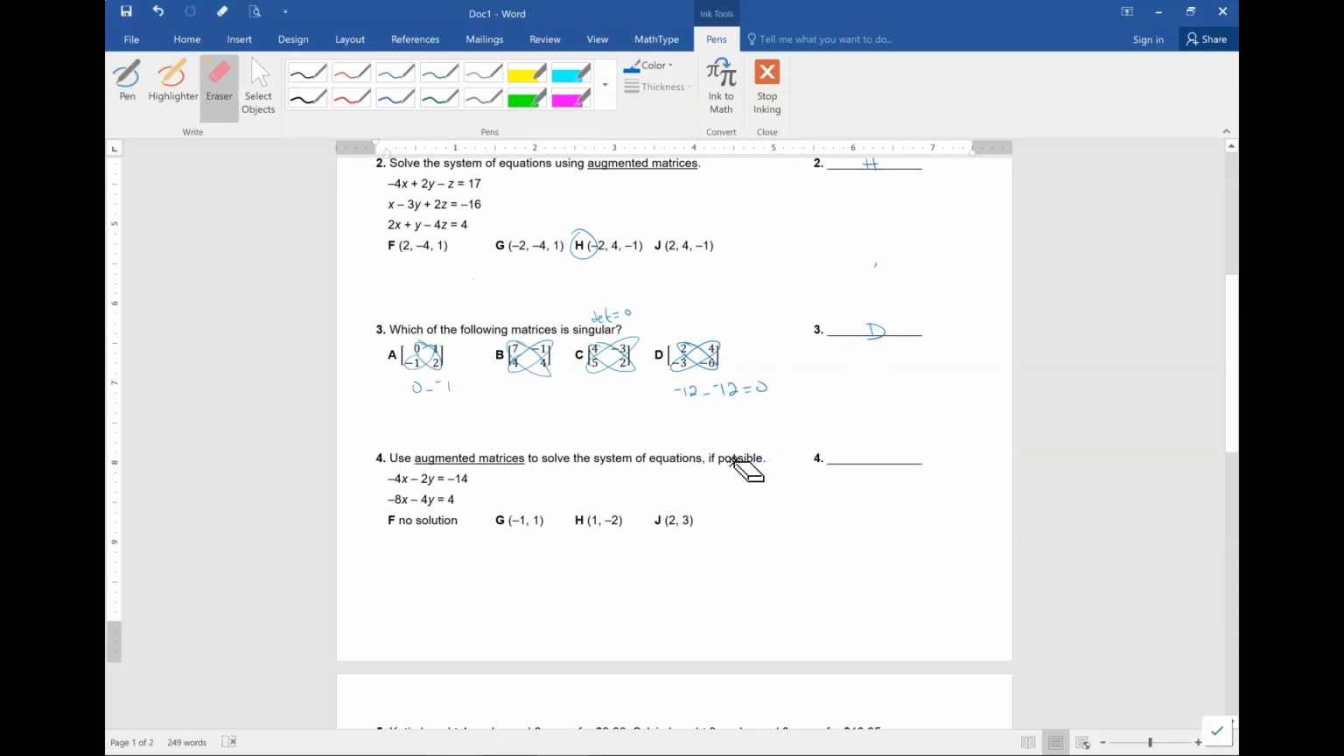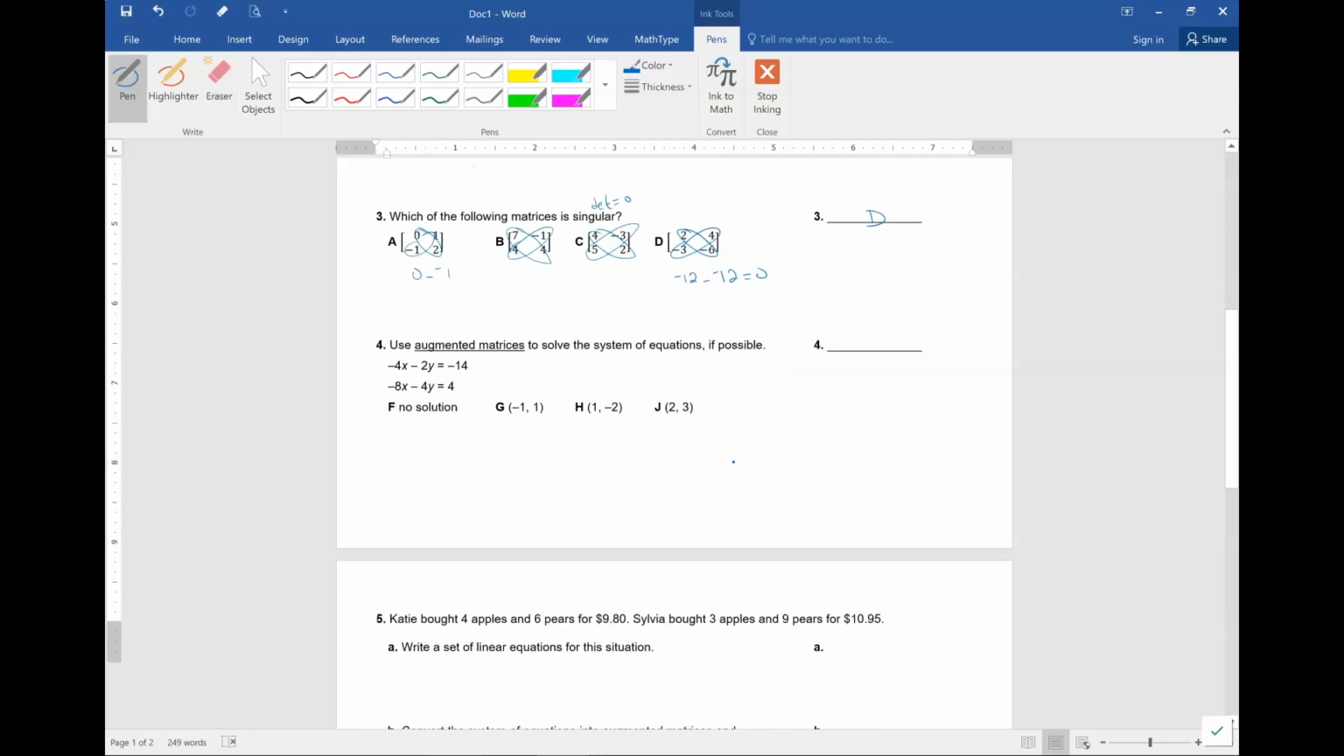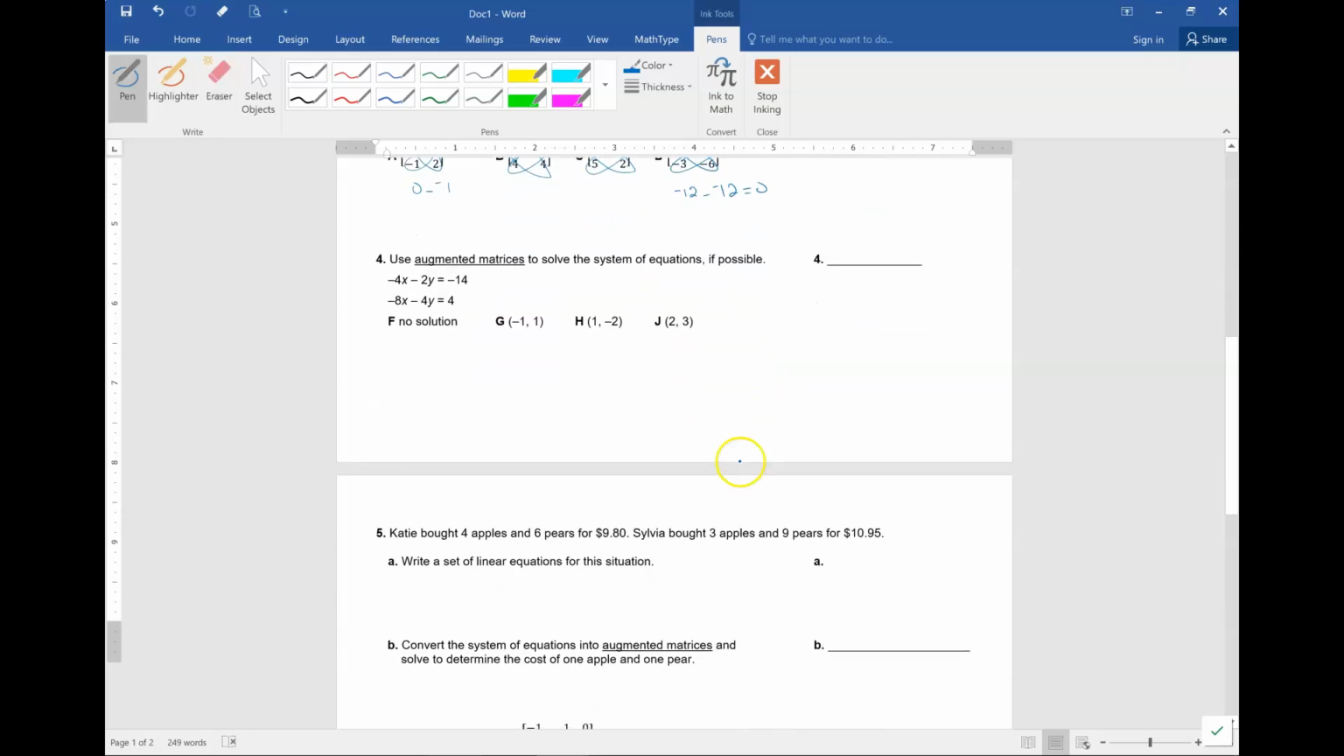All right, one more. Augmented matrices to solve this system.